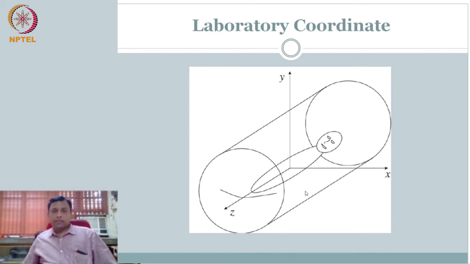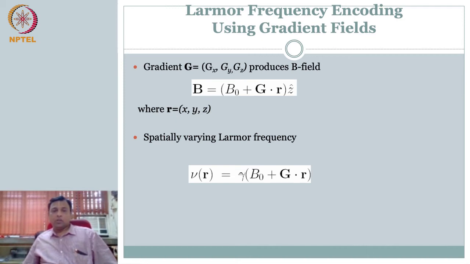Now the first type of selection. The idea is very simple. I can apply my gradients, which I will call Gx, Gy, Gz, so that the net static magnetic field is going to be B naught plus G dot R. R is a vector encoding X, Y, Z. Here, you will see almost always our direction of magnetic field is predominantly going to be only along the Z direction.